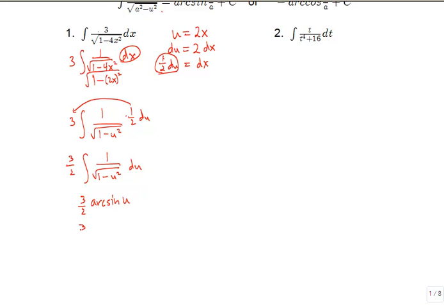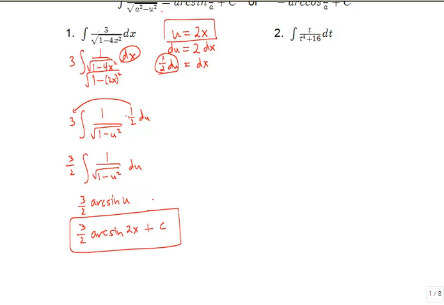I'm going to resubstitute back in terms of x. So this u, remember, was 2x, so this becomes arc sine of 2x, and there's no bounds, so we're going to have a plus c. Okay? All right, let's try the next example.